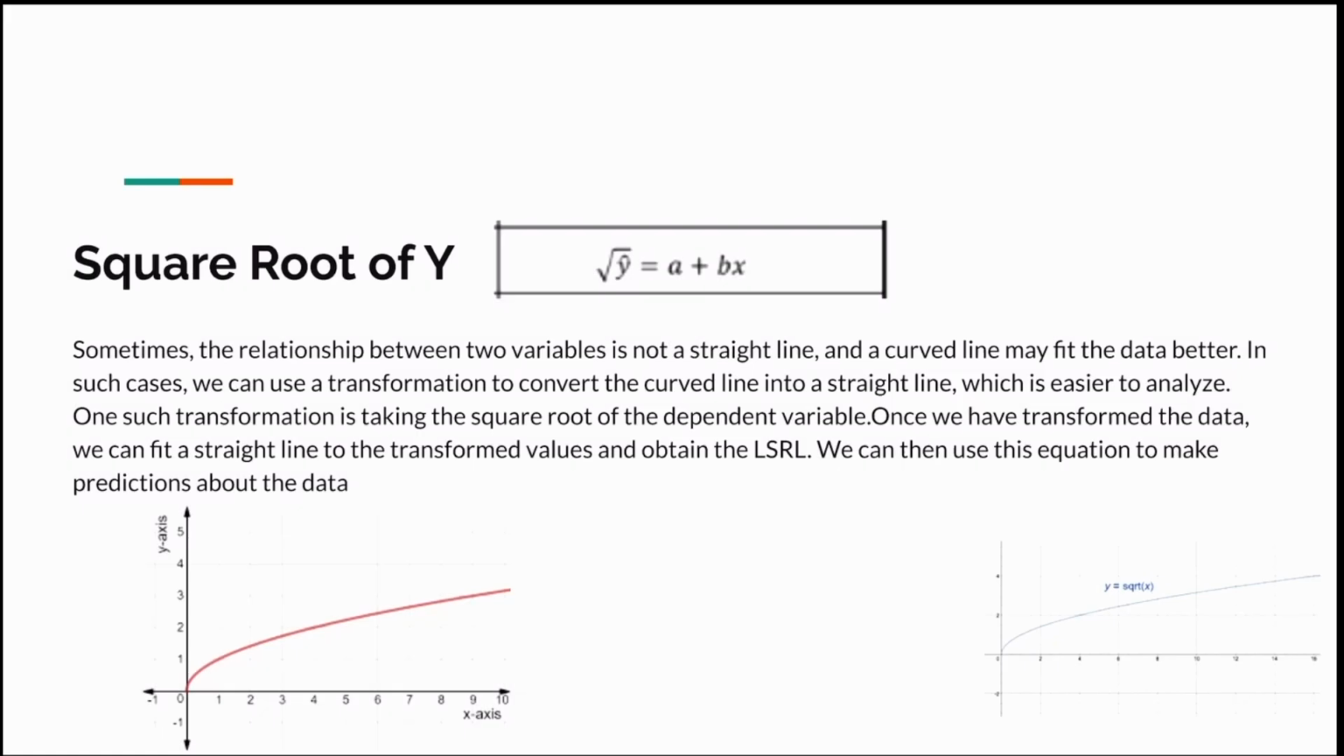Sometimes the relationship between two variables is not a straight line, and a curved line may fit the data better. In such cases, we can use a transformation to convert the curved line into a straight line, which is easier to analyze. One such transformation is taking the square root of the dependent variable. Once we have transformed the data, we can fit the straight line to the transformed values and obtain the LSRL. We can then use this equation to make predictions about the data.